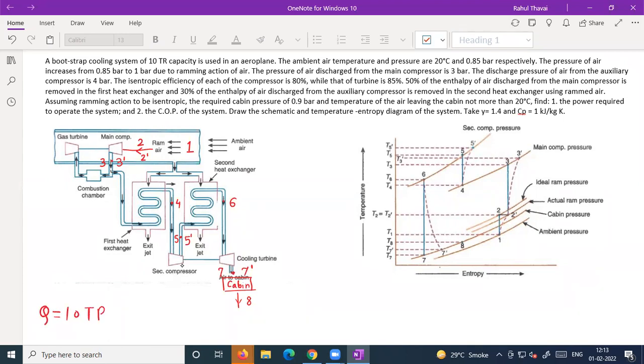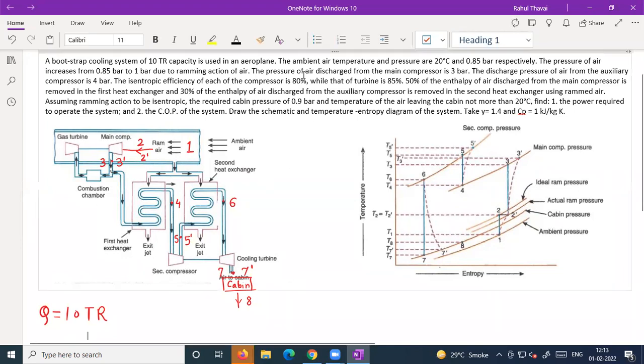Q is 10 TR, so QR is nothing but the refrigerating effect. So we want a refrigerating effect of 10 ton. We need to convert that into kilojoule per minute, so we will multiply it by 210. So it will be in kilojoule per minute. That we will do later on. Let us go to the next point.